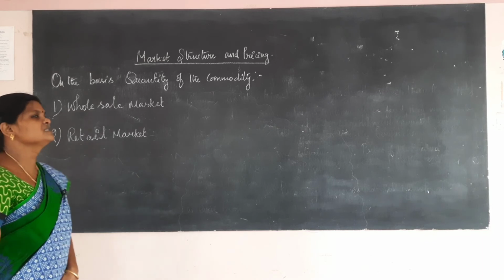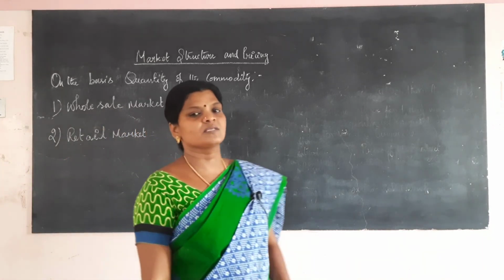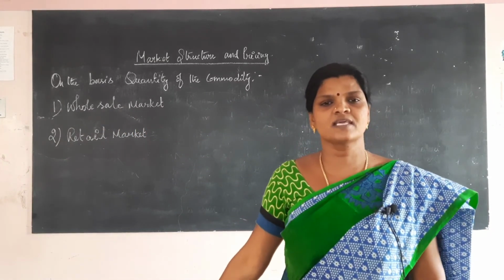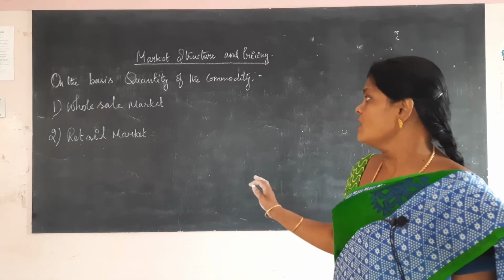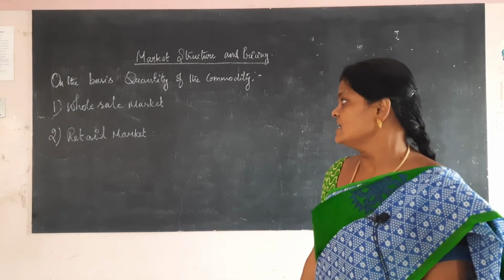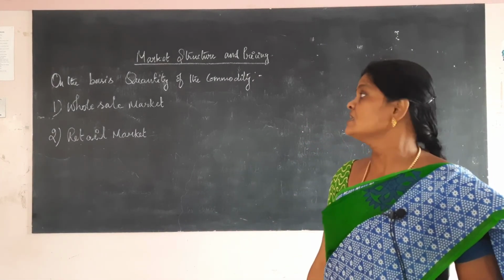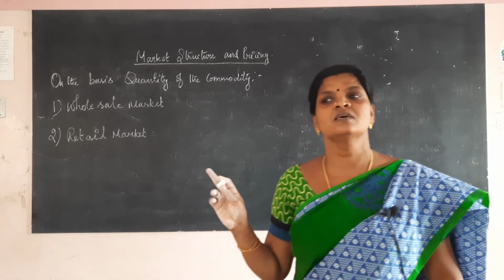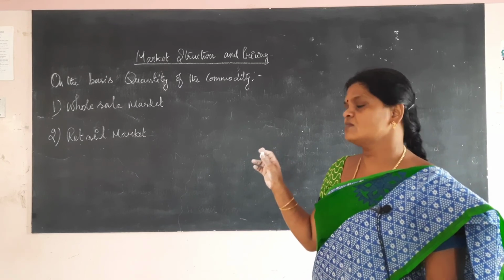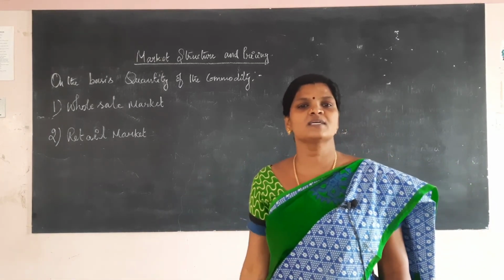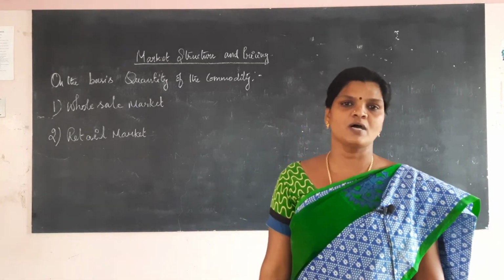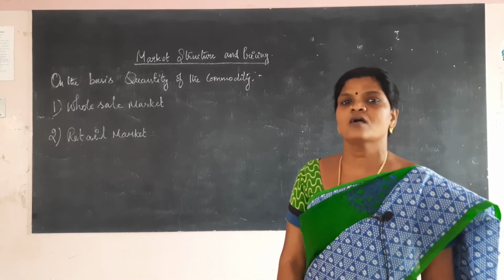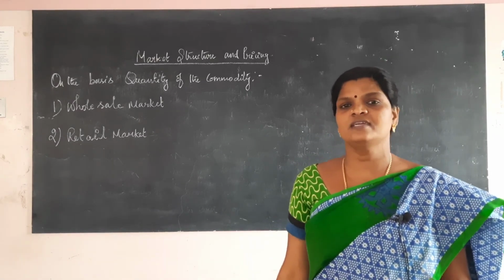Wholesale market means bulky quantity of products can be sold, only for wholesale business. In wholesale market the price of the product is very low. In retail market, we can purchase the products in retail. Here the price is according to the product, and it will rise.